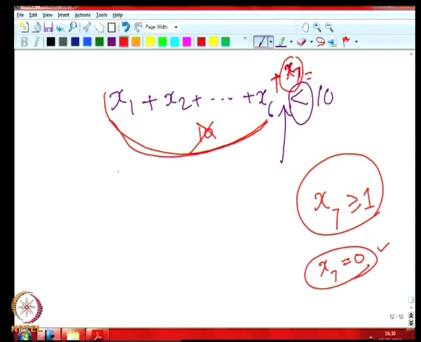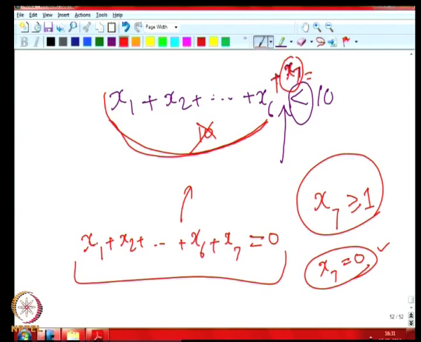You can see that any solution to this new equation, x1 plus x2 plus up to x6 plus x7 equal to 10 this time, will correspondingly give a solution to the earlier one. You look at the solution to this, and now the value of x7 is at least 1, so you remove it. If you sum the remaining things together, you will get something less than 10. So, that will be a solution for the earlier equation also. On the other hand, any solution to the earlier equation will give a corresponding solution to this, because if you have the sum less than 10, you can always find a value for x7, whatever is left to reach 10.